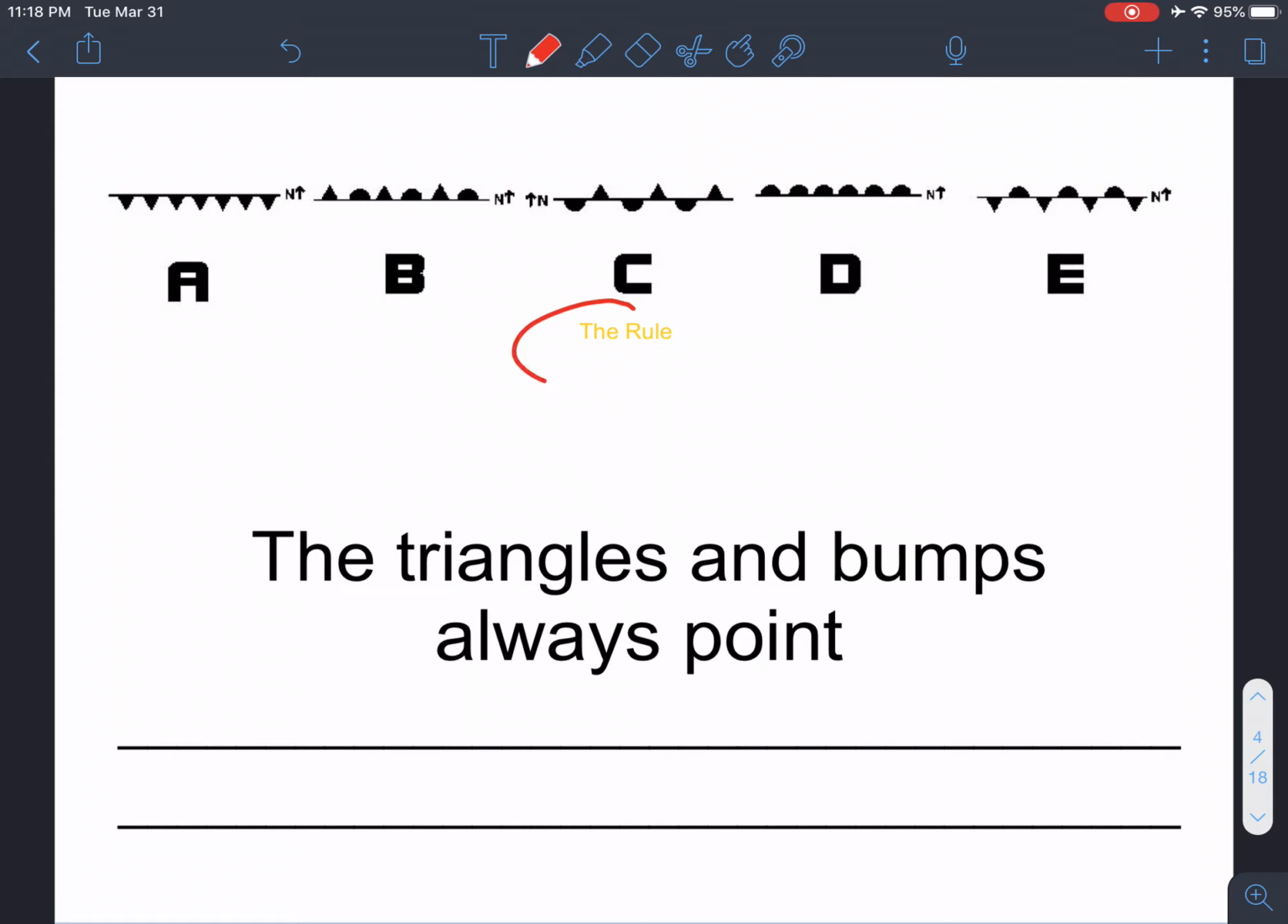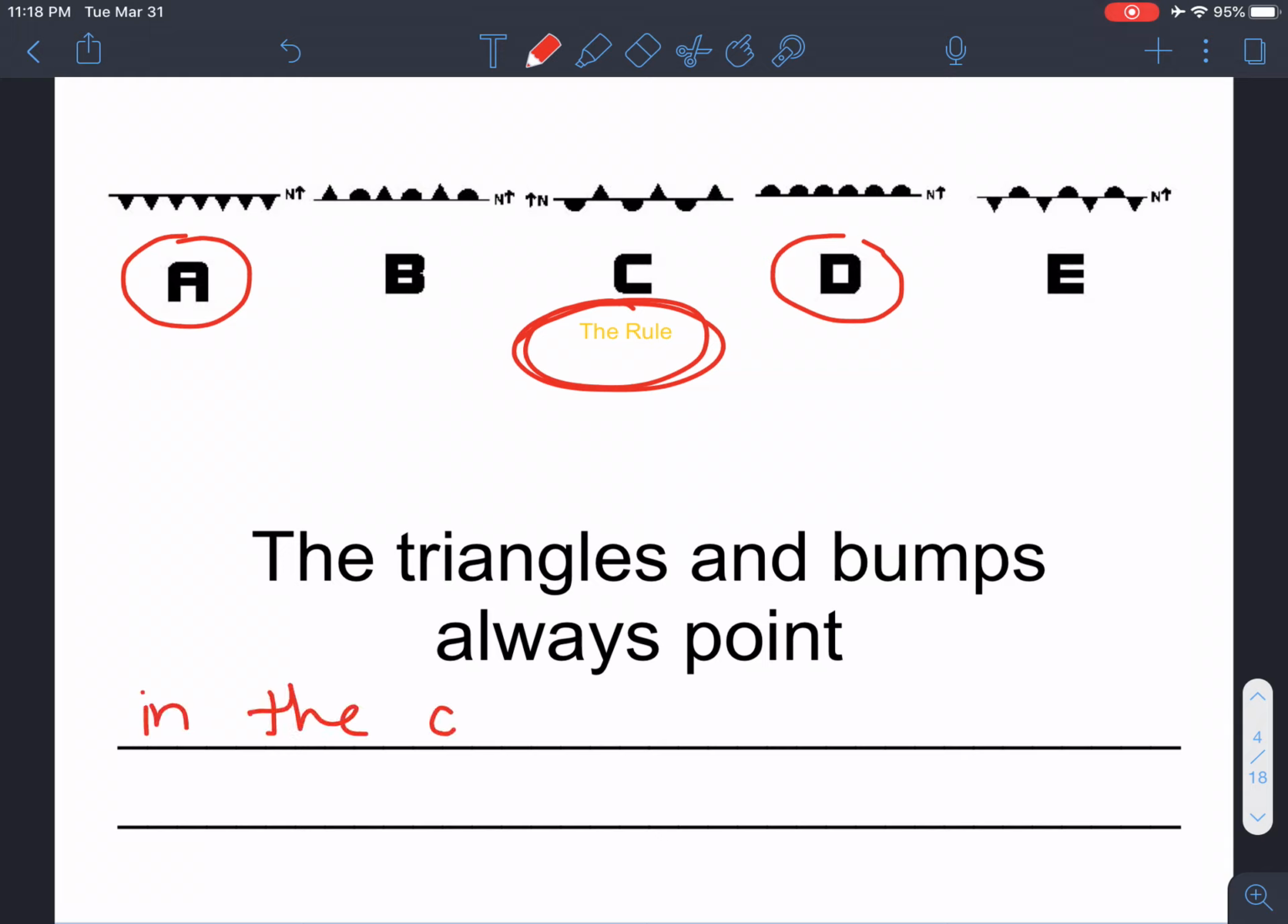All right, so there is a rule when it comes to the fronts and the direction that they move. If you notice on some of these examples here, the symbols are pointing in a specific direction. So the rule is the triangles and bumps always point, and we're going to write in the direction that the front is moving.